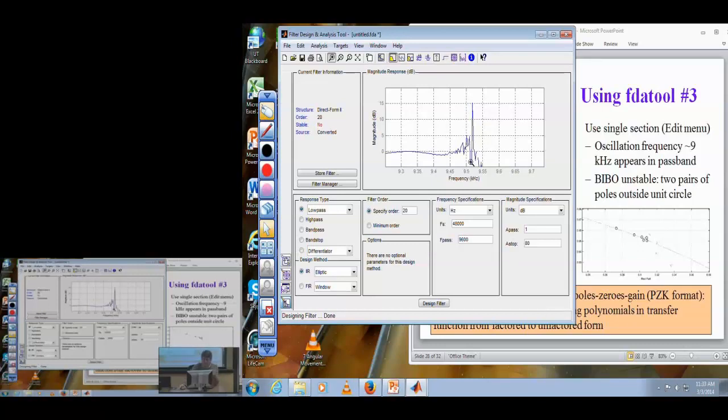So as a cascade of biquads, it was still stable, BIBO stable. Once I go to a big direct form, it's BIBO unstable. So this is because you lose precision? That's correct. You lose precision, and the coefficients, when you expand them out, you keep them in.